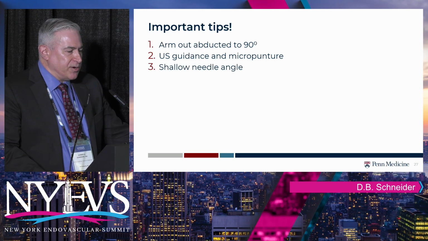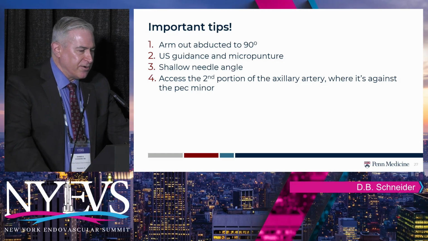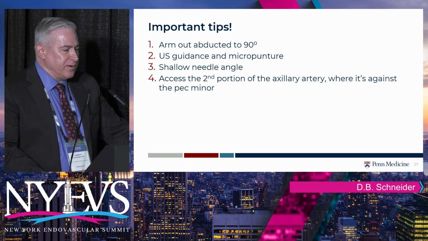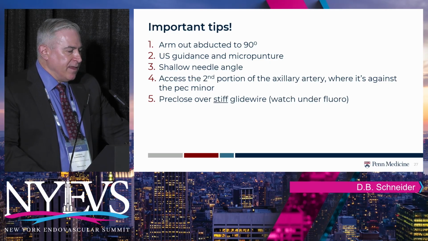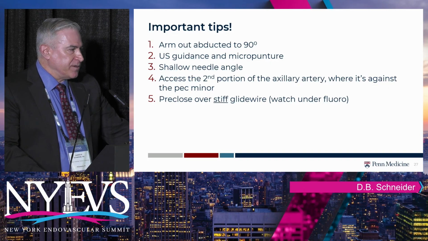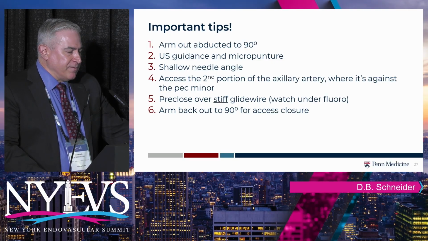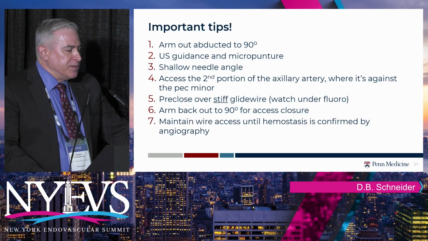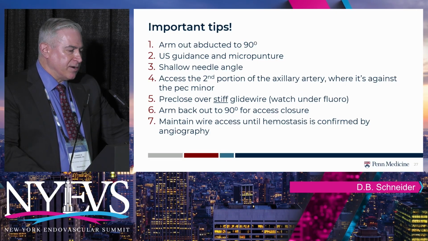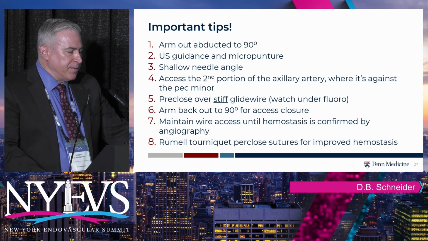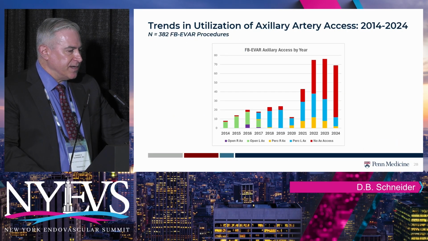Ultrasound guidance and micropuncture are essential. Use a shallow needle angle to access the axillary artery. It's the second portion of the artery, where you can show that it's right against the backside of the pec minor. We use a stiff glide wire to support the devices as they're going in for pre-close. Again, the arm goes back out for access closure, and we always maintain that wire access until we confirm that we have hemostasis by angiography before giving that up, and then that Ramel tourniquet technique can provide some improved hemostasis.